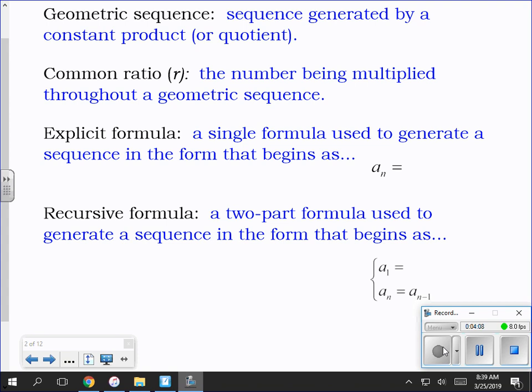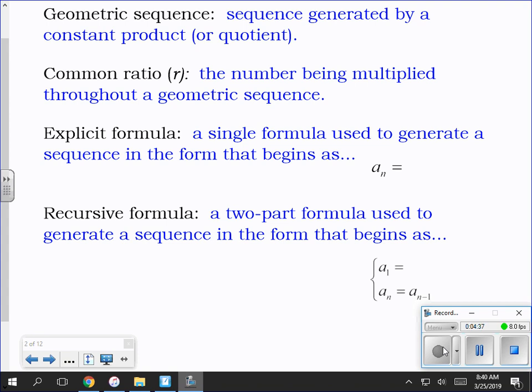An explicit formula is a single formula used to generate a sequence in the form that begins as A sub n. So the idea with an explicit formula is that you can find the 10th number by plugging 10 into the formula. You can find the 300th number by plugging in 300. If you want to find the 1000th number, you can just plug in 1000 into the formula. You do not need the previous 999.